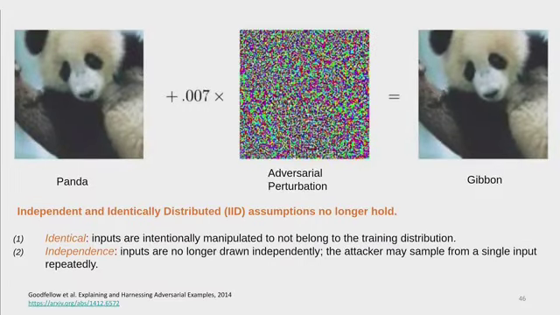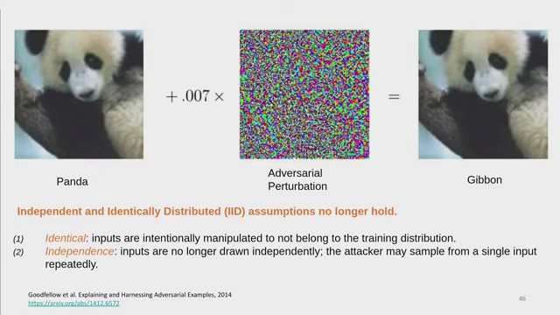So the issue here is that the assumption of independent and identically distributed inputs no longer holds. As in, this is not a random image that we're trying to classify, but the attacker can probe and test the model to create an image, or a distribution matrix, that gets the attacker the desired effect.